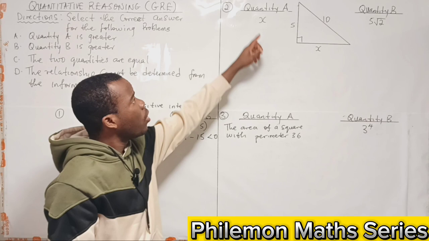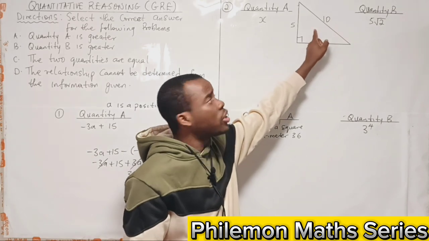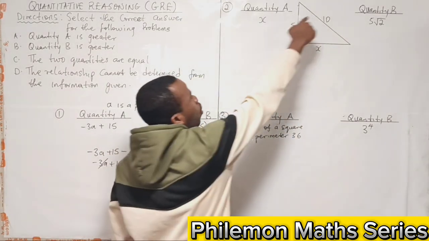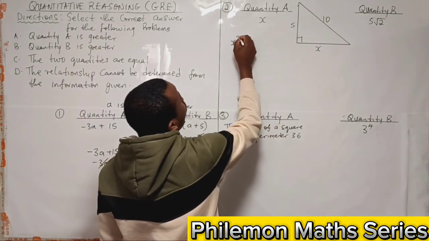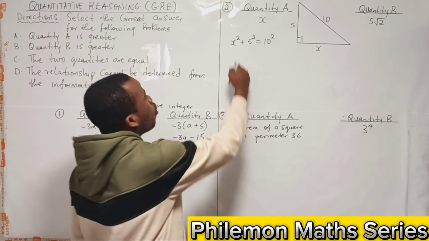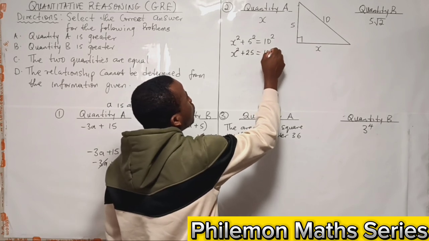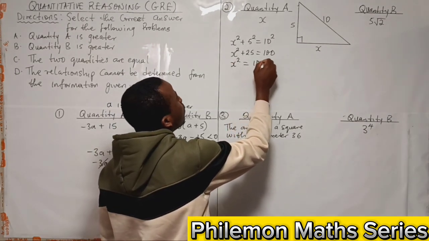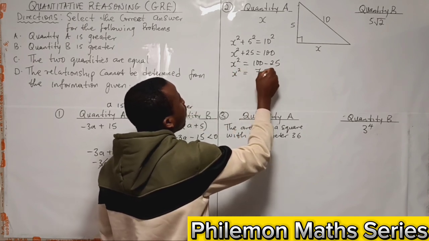So moving on to the next problem, quantity A, we are given it as x, and quantity B is 5 root 2. Since this is a right angle triangle, we are going to use Pythagoras theorem. And Pythagoras theorem says x squared plus 5 squared will be the square of the hypotenuse side, which is 10. So we have x squared plus 5 squared should give me 10 squared by Pythagoras theorem. So 5 squared is 25 and 10 squared is 100. So we subtract 25 from both sides, we have x squared equals 100 minus 25. So that we have x squared will be equal to 75.